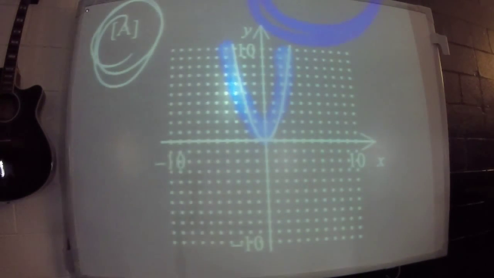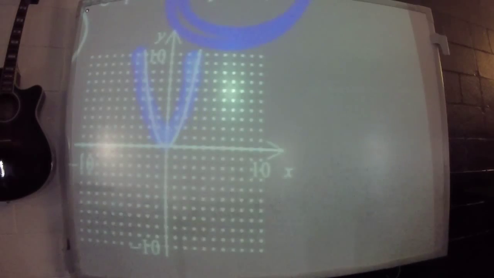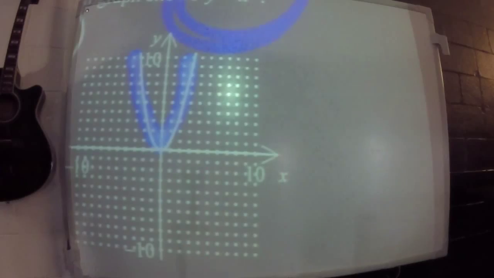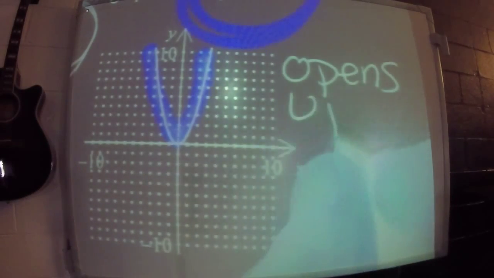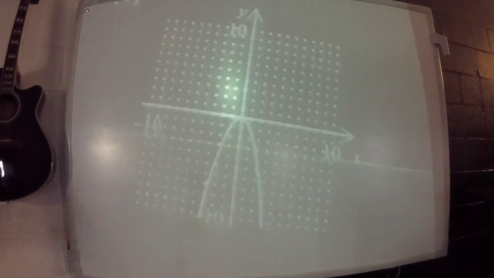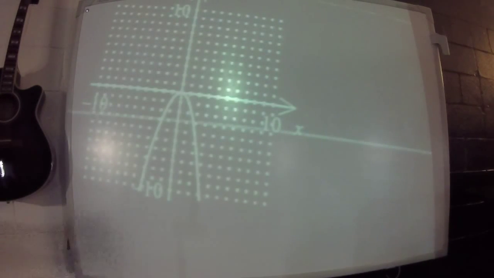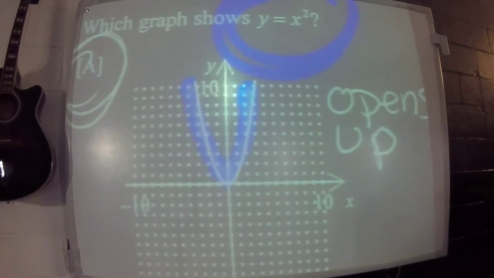One other thing I want you to put, I wrote this over here in the corner. This is considered to be opening up. So if it looks like a U, where it goes up, we call this opens up. So when we have y equals x squared, we got a parabola that opens up. The one right below it, that's what I would consider opening down. So we got opens up and opens down. Some of these ones you're getting ready to see are going to open down. All quadratic functions are going to be parabolas.